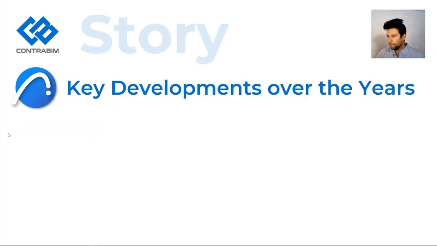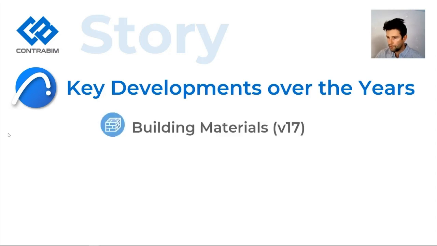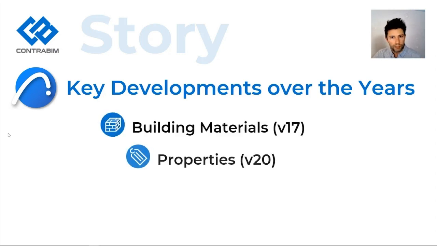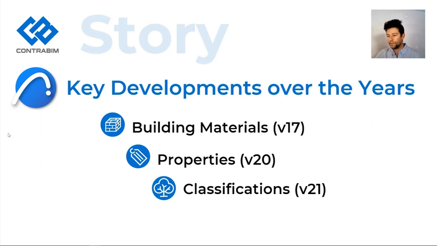So from there, though, over the years, from that version 11 and 12, there's been really some key developments along the way just built into Archicad that have really enabled us to do a lot more in the way of estimating. The addition of building materials, the addition of properties in version 20 was huge for just managing the data aspect in BIM.